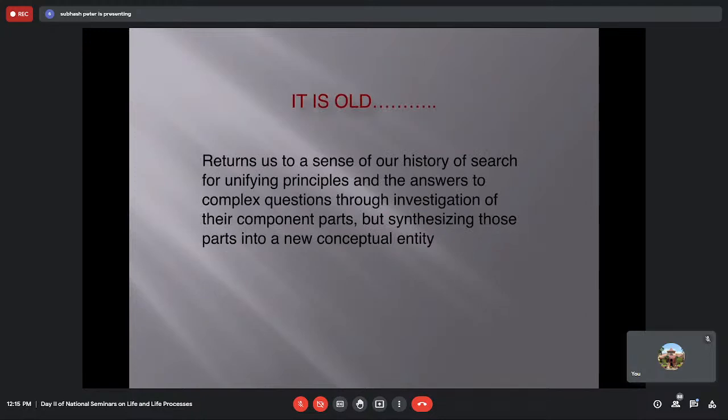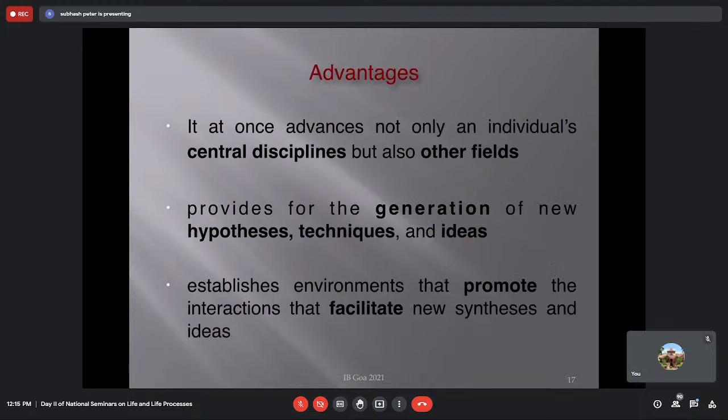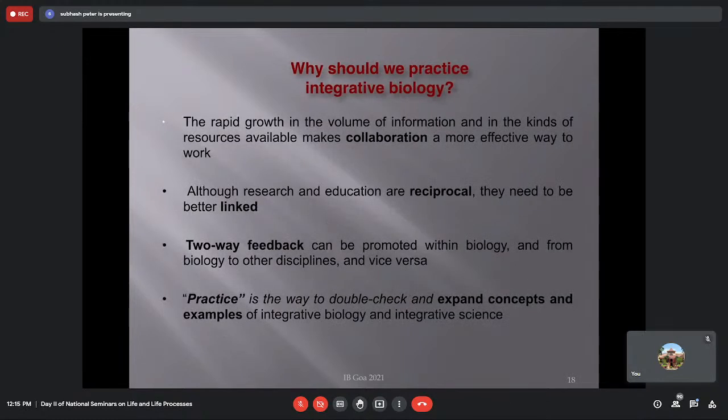At the same time, this approach is old, and it gives a sense of history, of looking back to the unifying principles that finally take care of the complex answers and questions. So it is a conceptual entity also. These are the advantages where we have more of an edge in making synthetic hypotheses, techniques, and ideas, and that all definitely promotes the science of life. So this is the reason why we take these things together.